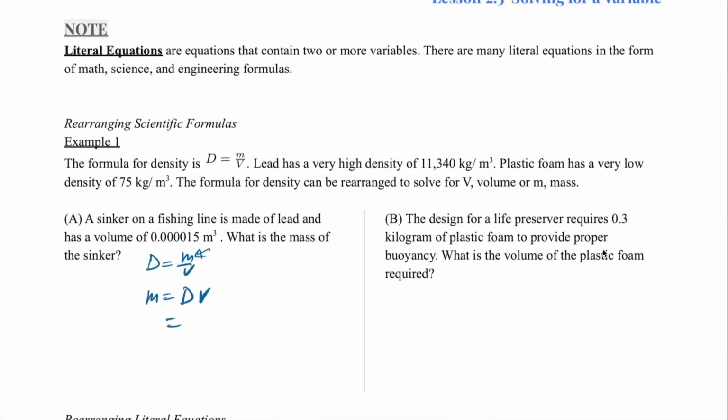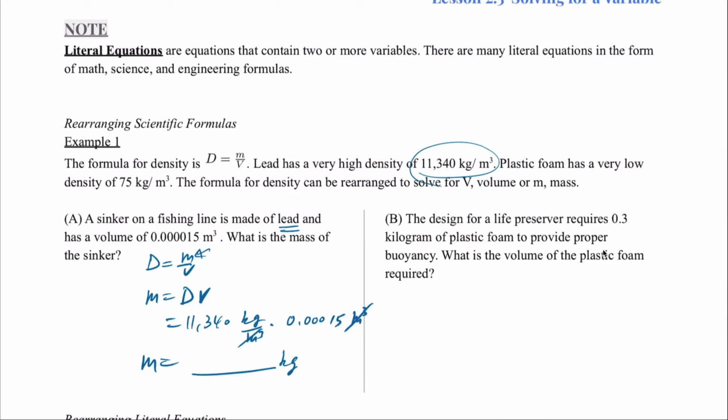But what is d? The density for the lead is 11,340 kilograms per meter cubed, and the volume is 0.00015 meter cubed. The meter cubes cancel, so now we end up multiplying these two numbers, and the weight is in kilograms. Just remember that 1 kilogram is about 2.2 pounds. Okay. Now in the second case, I'll show you the answer in a second, guys. Okay.